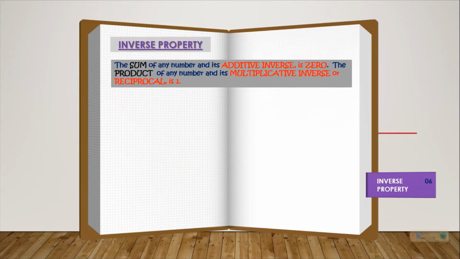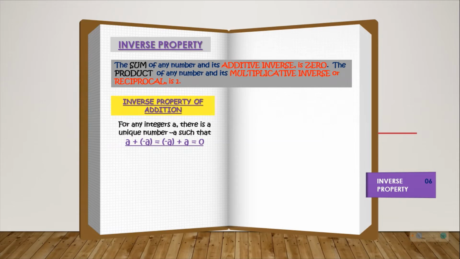Next, inverse property. In addition, for any integer a, there is a unique number negative a such that a plus negative a, its opposite, or negative a plus a, is equal to 0. For example, 10 plus negative 10, so positive 10 is the opposite of negative 10. If we add them, it is equal to 0.